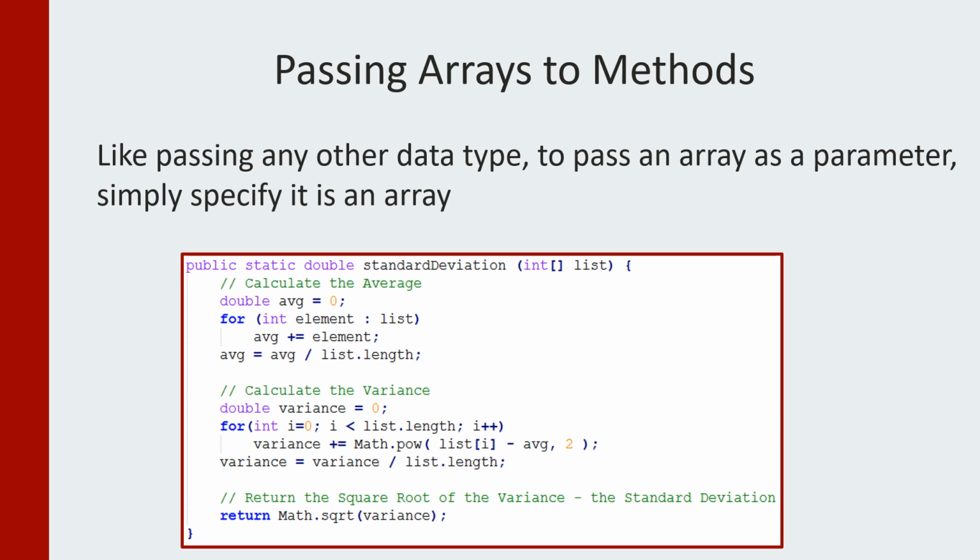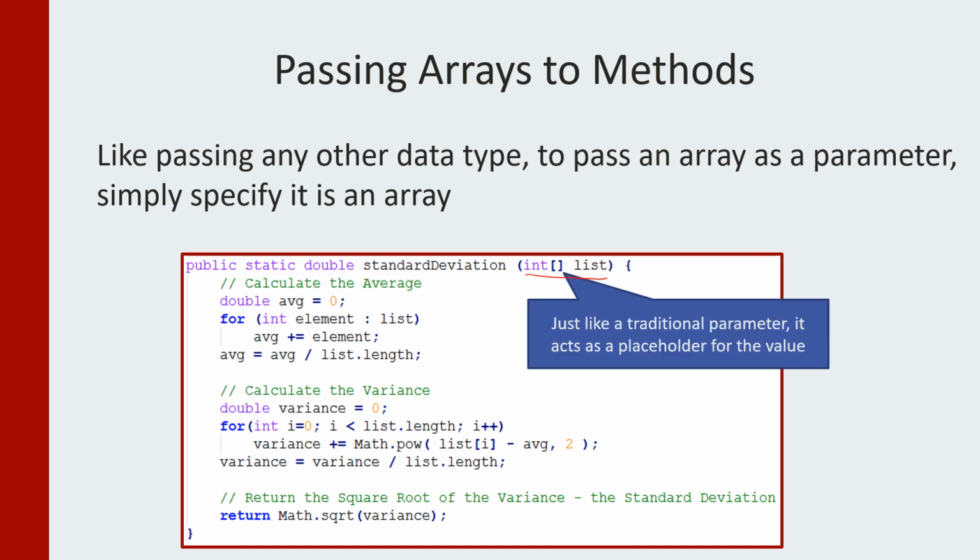We've talked before about methods. I do want to point out that, like passing any other data type, you can pass an array as a parameter inside a method. So here I have this thing called standard deviation, and you'll notice that the input is actually an array of ints, which is specified as int open close square brackets list.